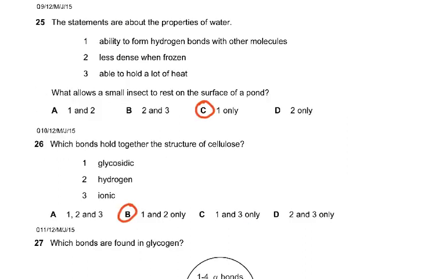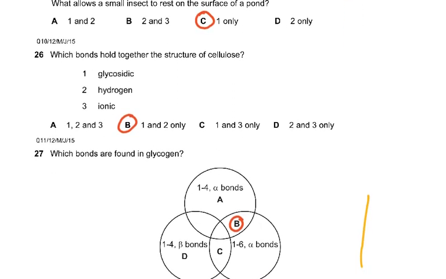The statements are about the properties of water: ability to form hydrogen bonds with other molecules, less dense when frozen, able to hold a lot of heat. What allows a small insect to rest on the surface of the pond? It's only the ability to form hydrogen bonds with other molecules. I think this has been removed from the course, so I don't think we're going to explain it much.